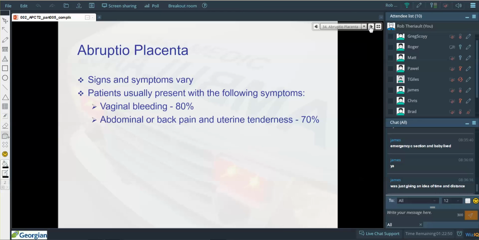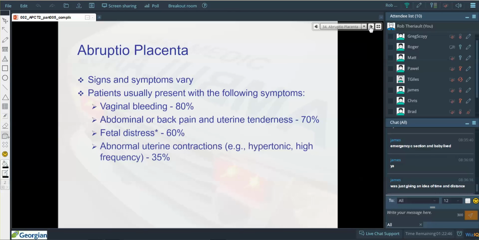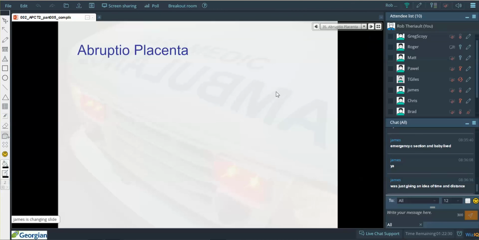Fetal distress occurs 60% of the time, although that's not something we assess, so that's why I put an asterisk there. And there may be abnormal uterine contractions, so they may be hypertonic or high frequency. That happens about 35% of the time, and idiopathic premature labor about 25%. So when you're encountering early labor, you have to consider something like abruptio placenta.